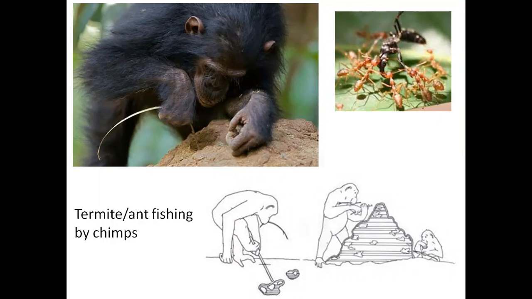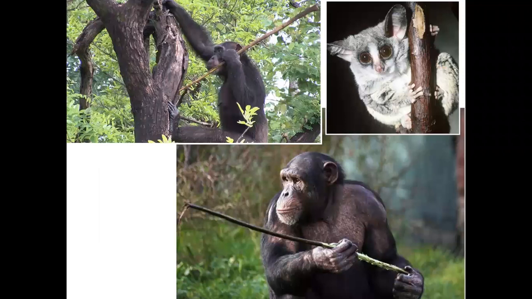Then we have chimpanzees also using spears sometimes for hunting. The main question is now, imagine, did these chimpanzees learn these technologies on their own? Did they invent them on their own? Or did they learn it by watching another human do it millions of years ago? We don't know. We don't know how old these chimpanzee technologies are. 1 million years, 10 million years, we don't know.